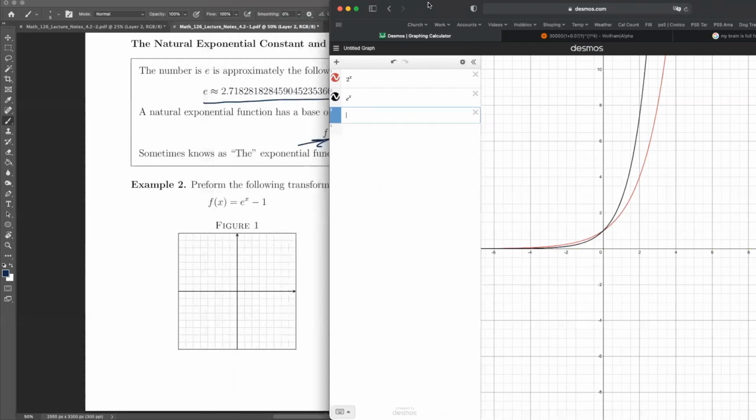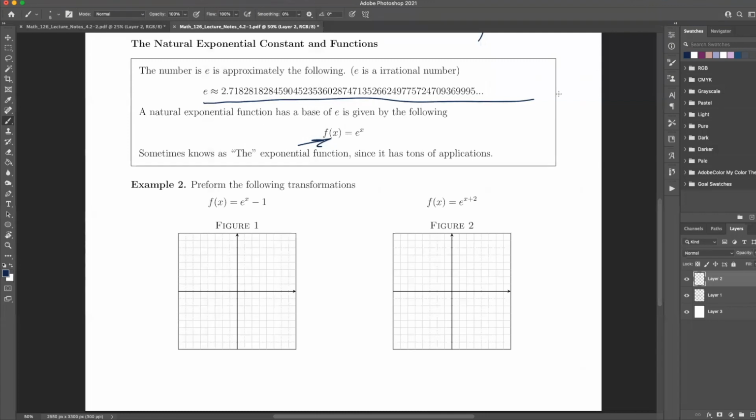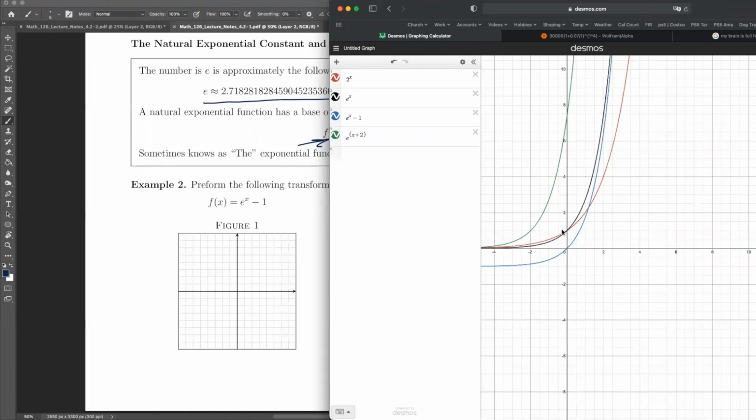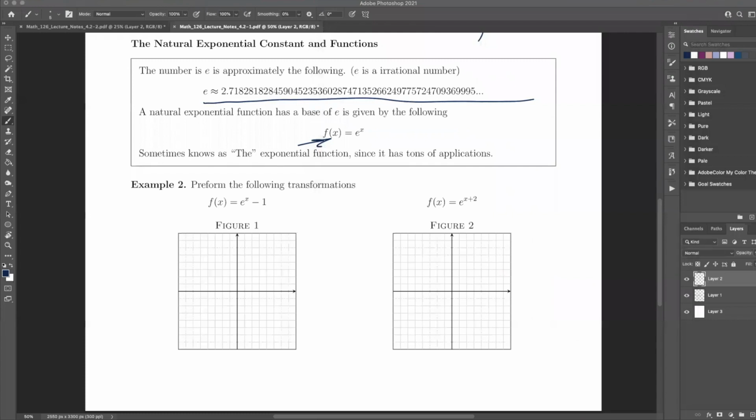As we move it around, we're going to do the same thing I taught you last time. If I type in e to the x minus 1, I'm just moving my point down 1. It still goes through 0, 1, because it's still an exponential function. And for e to the x plus 2, we're going to move it over 2. It's the same thing as before. Nothing terribly interesting here.